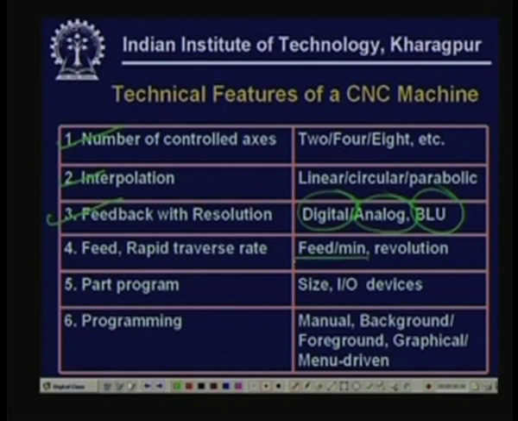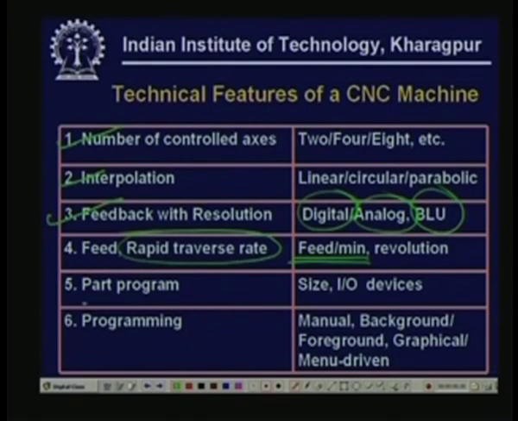Similarly, the maximum feed rates that can be achieved, per minute or per revolution, and there are certain other related modes which are called rapid traverse rates. When you are moving from one hole to another, you have drilled this hole and are moving to another, then during this time you are not actually cutting, and you need to move at the fastest possible rate. So that is called a rapid traverse rate.